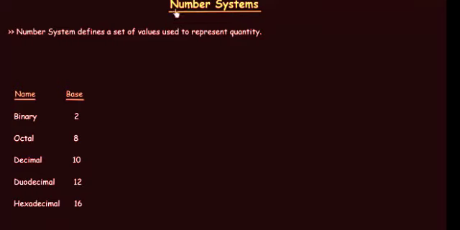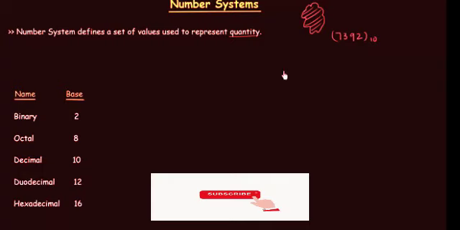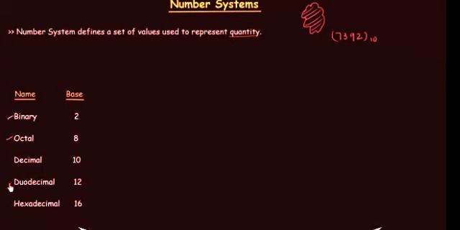From this lecture, we will start number systems. A number system defines a set of values used to represent quantity. Let us consider any quantity, and this quantity is represented by the decimal number 7392. This is in decimal. We can also represent the same quantity in any other number system like binary, octal, duodecimal, hexadecimal.